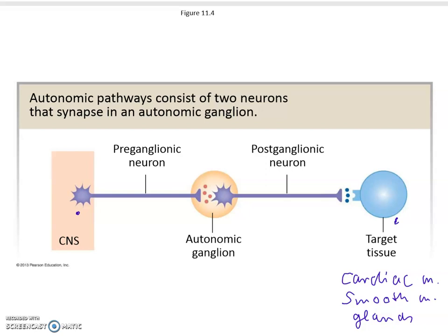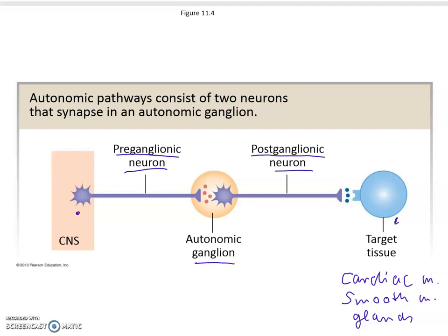Now, how do we get from the central nervous system down to the target tissue, which could be cardiac muscle, smooth muscle, or gland? Well, we need two neurons, and we have the synapse at a ganglion here. The first neuron, the one that leaves the central nervous system and goes to the ganglion, is called the preganglionic neuron. And the second neuron that starts at the ganglion and goes down to the target tissue is known as the postganglionic neuron.